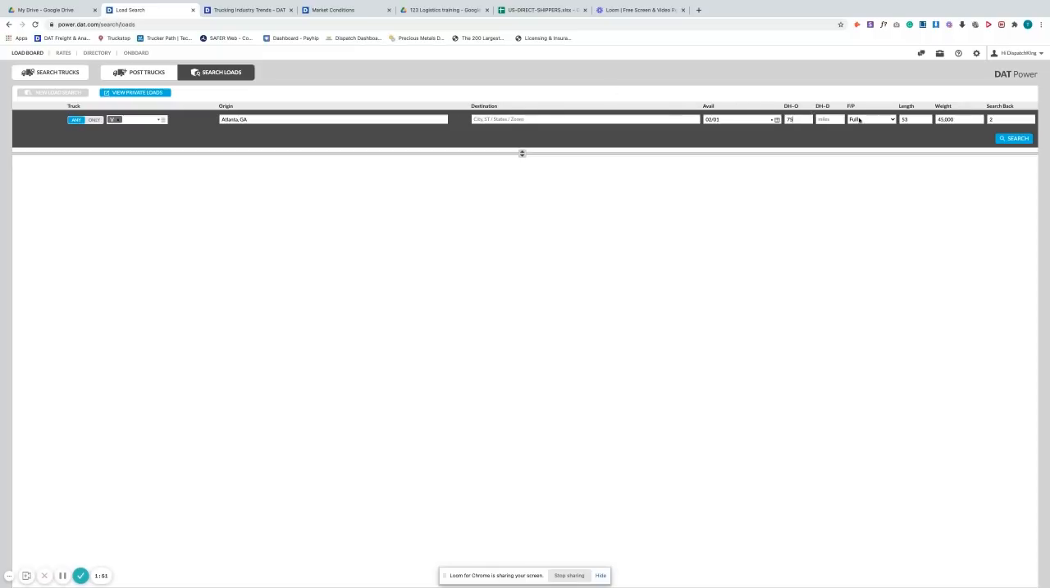FP stands for full or partial load. As you can see, we want full loads. The length is 53 feet, and the weight is 45,000. Now, let me tell you a little secret to that.